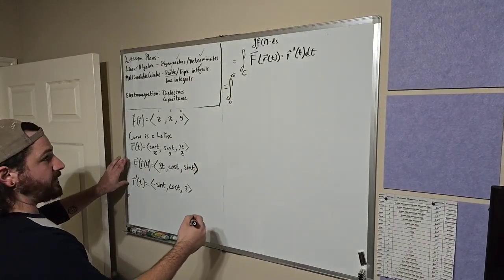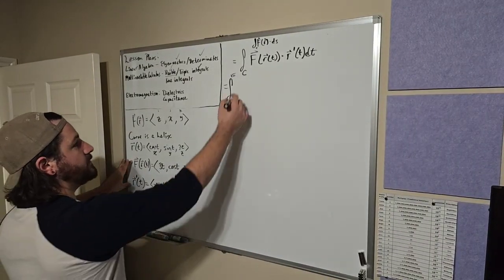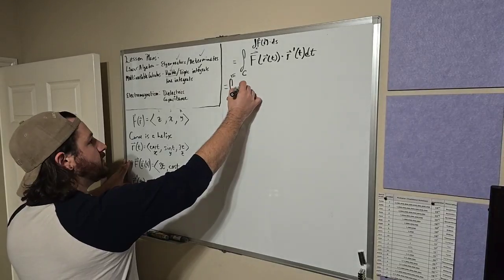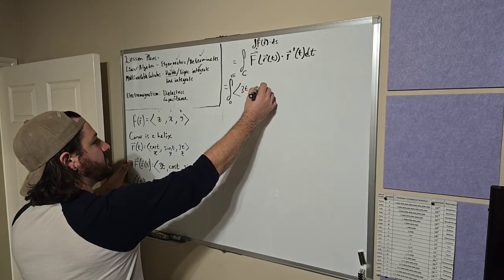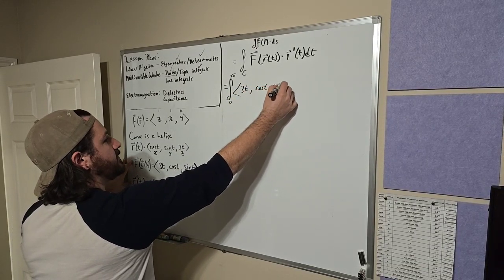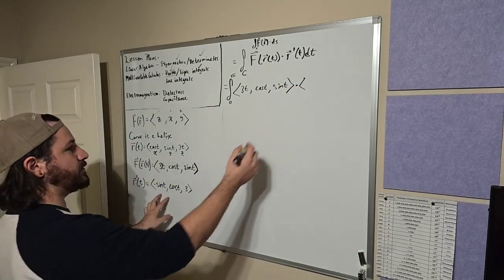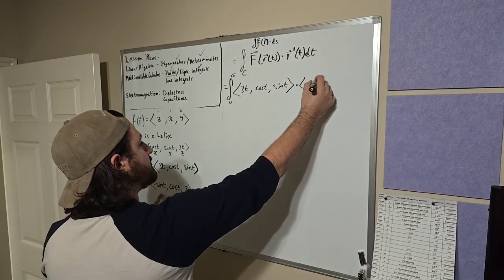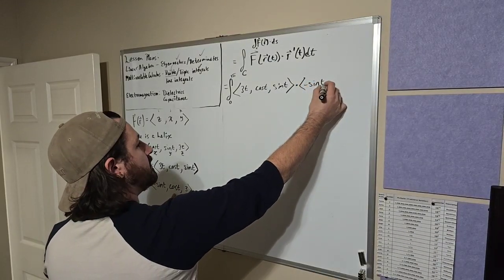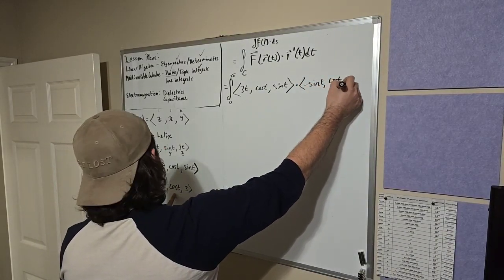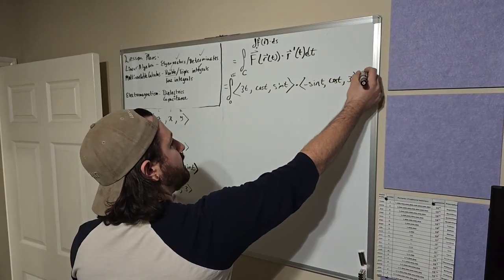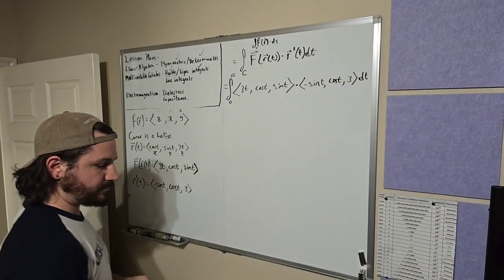Okay, so now we're going to do the dot product of these two vectors, and then we'll do the integral. So we have 3t, comma, cosine of t, comma, sine t, dot, right? Our notation is super important here. It's easy to make mistakes on these. So we have sine of t, comma, cosine of t, comma 3. And then we'll take the integral dt.